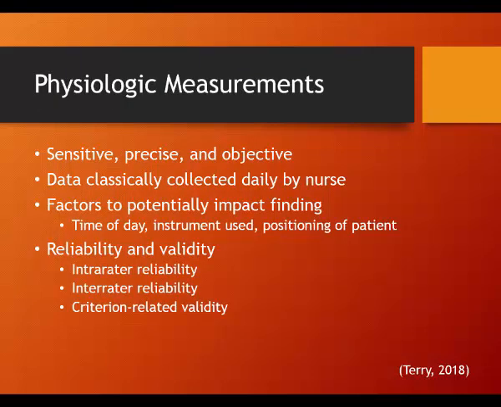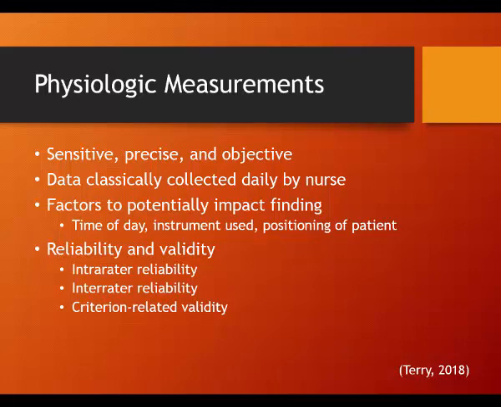Physiologic measures are typically sensitive, precise, and objective. This data includes data classically collected daily by the nurse, such as temperature, heart rate, respirations, blood pressure, and weight. It can also include test results involving laboratory values and radiologic examinations. The researcher must keep in mind there are several factors that could impact the findings and create slight variations.